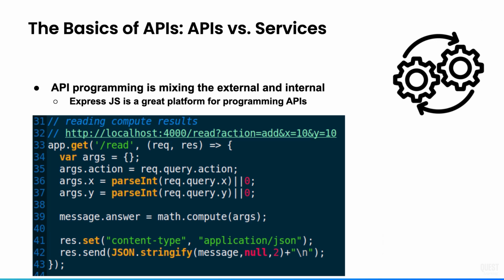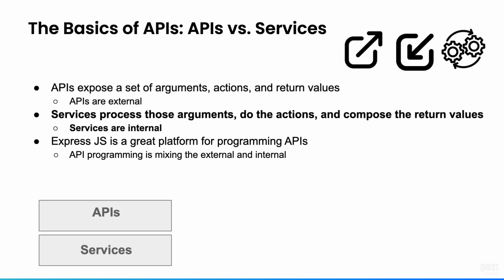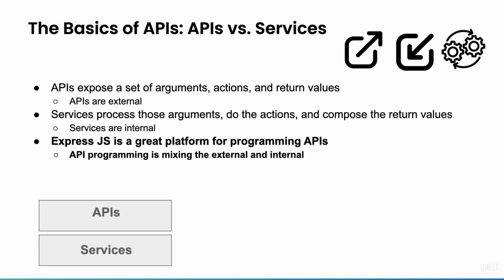This is the real work of programming APIs. Taking in arguments at particular URI points, understanding the intent of the GET or the POST or the DELETE or the PUT, passing it into internal services to do work, and then formatting a message to get it back out. So we want to expose a set of arguments and actions and return values. That's the API. We want to process those arguments and actions and return values. That's the internal service. And it's when we mix them together that we're actually fully programming our APIs.